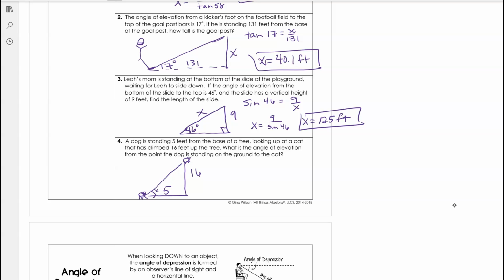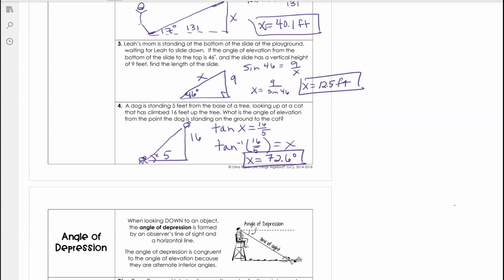So this time, we're going to have to do our inverse function. But let's look. We're looking at a tangent situation. So tangent of x is equal to 16 over 5. We need to do tan inverse of 16 over 5. That'll give us the measurement of x. Make sure your calculator is in degree mode, or it will kick back a radians answer, and it's not what you're used to looking at. But you should have the answer 72.6.